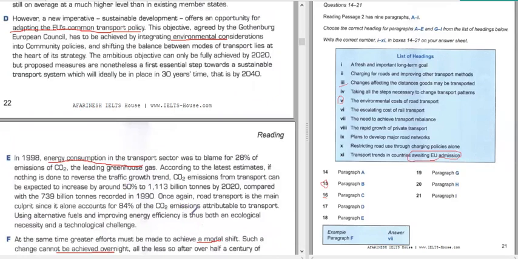In 1998, energy consumption in the transport sector was to blame for 20%. According to the latest estimates, if nothing is done, emissions from transport can be expected to increase. Once again, road transport is the main culprit since it accounts for 80% of the CO2 emissions attributable to transport. Using alternative fuels and improving energy efficiency is thus both an ecological necessity and so here it is the environmental cost of road transport. Okay, environmental costs of road transport.